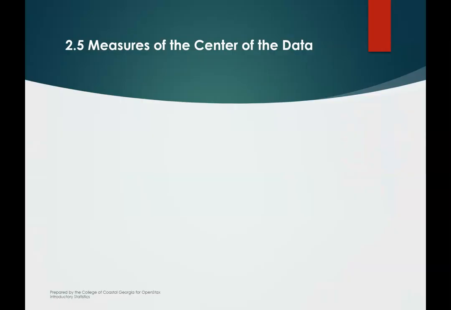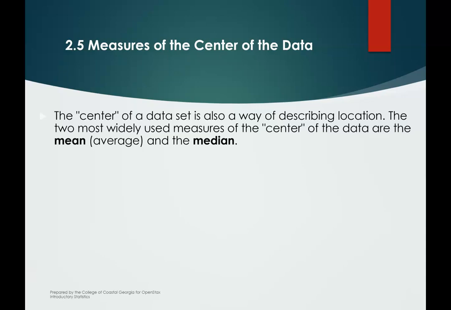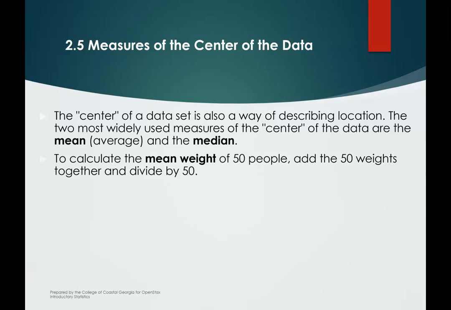Now we're going to look at measures of the center of the data, which we've been working with a little bit here and there as well. So it's a way of describing location. The two most widely used measures of the center of the data are the mean or average and the median. So you've worked with these a bit. To calculate the mean weight of 50 people, add the 50 weights together and divide by 50.